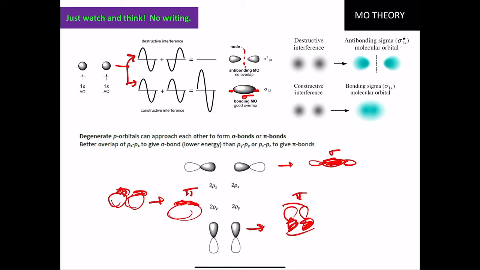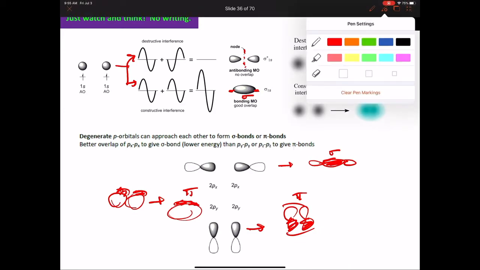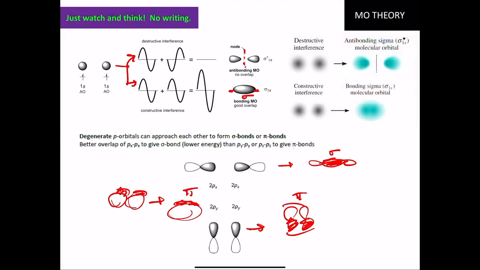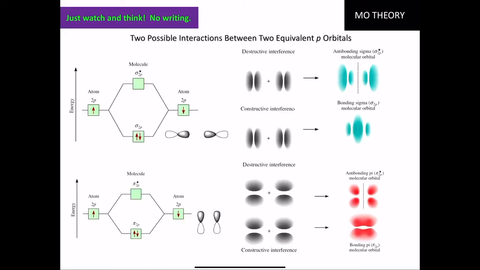So the difference is we have a node through here and a node that we can't see through here. This is the difference between sigma MOs and pi. So 2 p orbitals can come together 2 different ways, as sigma MOs forming sigma bonds or pi MOs. These guys are degenerate. They can come together either in this orientation or this orientation. You get energetically equivalent pi bonds, which we say are degenerate.